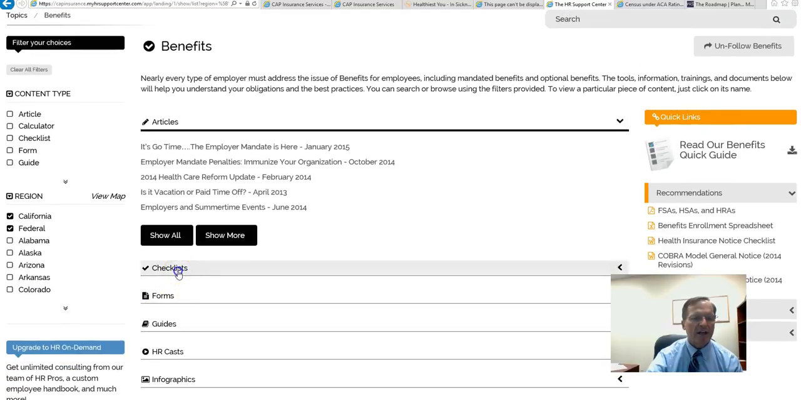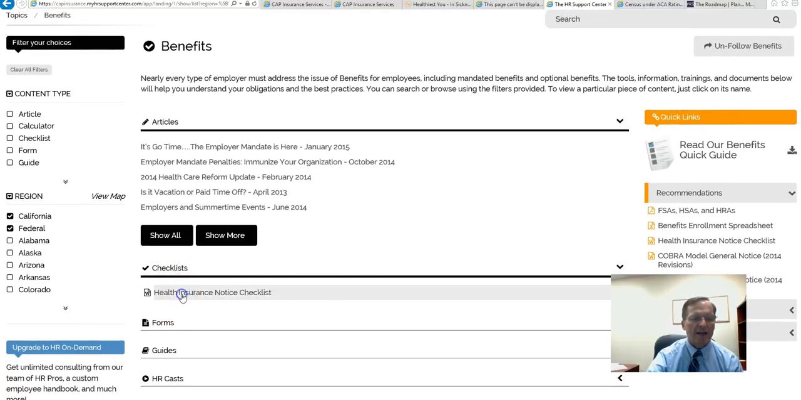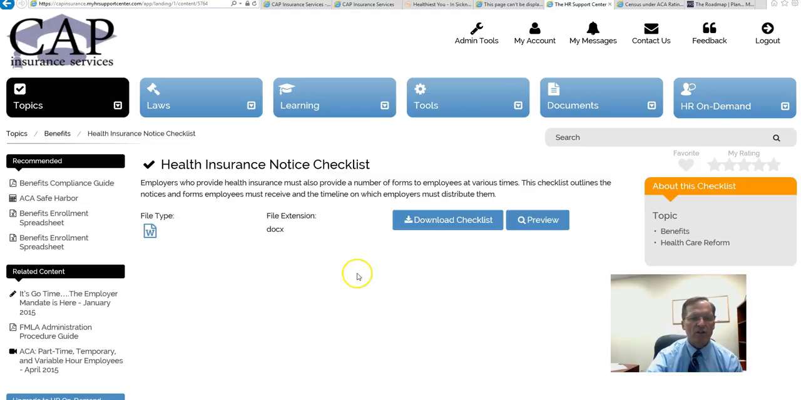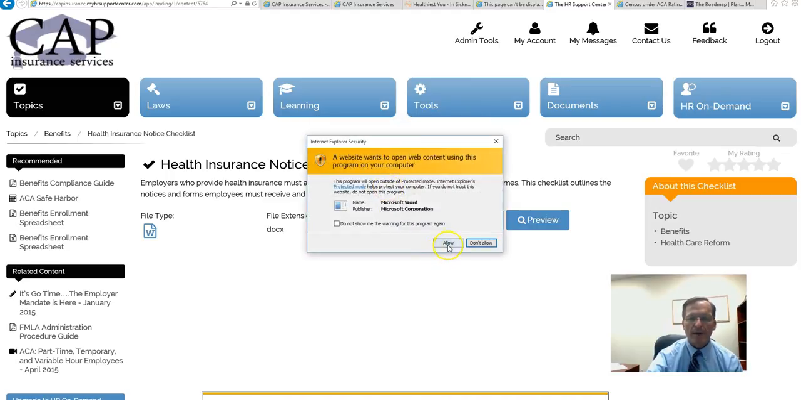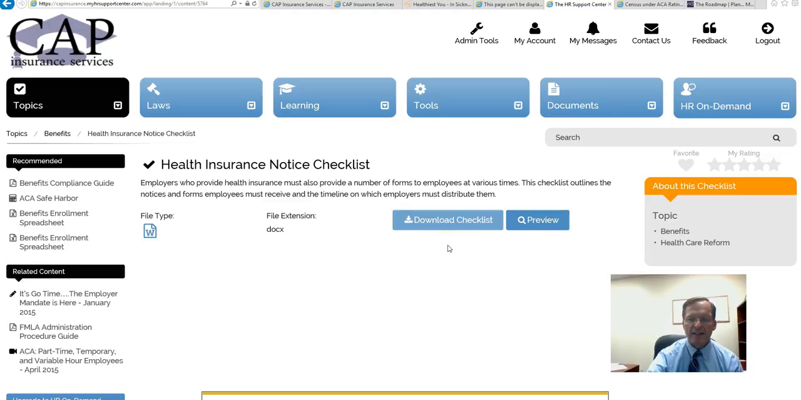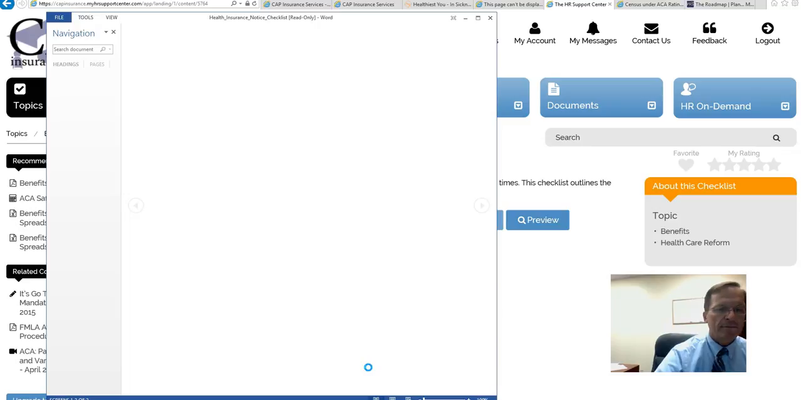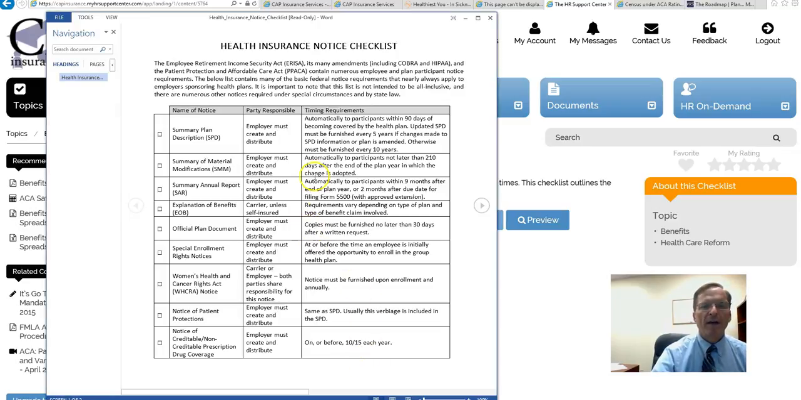For example, if I click here on the checklist, I notice that I've got a health insurance notice checklist, which I can download into my computer and access for my benefits. That becomes a very important thing for you to have and to access. You'll notice that it's opening up. Health insurance notice checklist. This gives you what ERISA requires in terms of checklists that you have to offer.